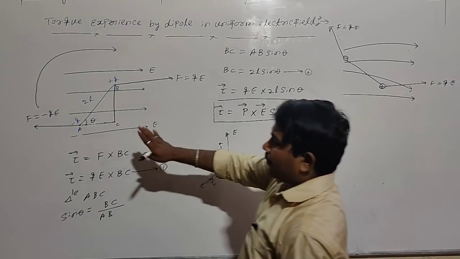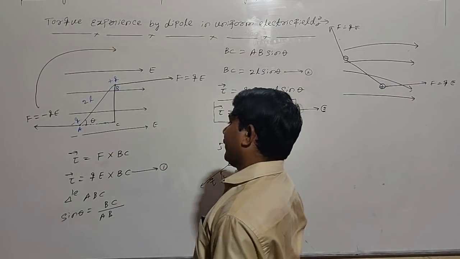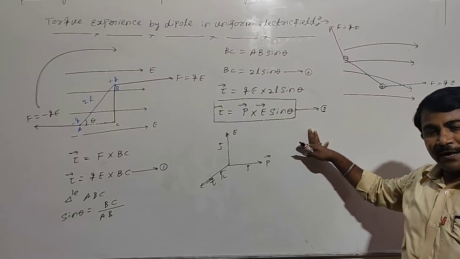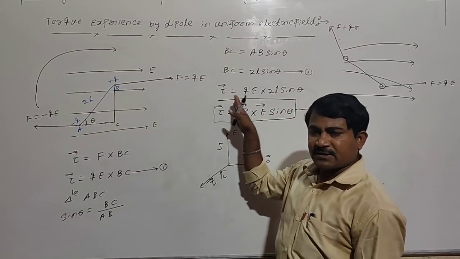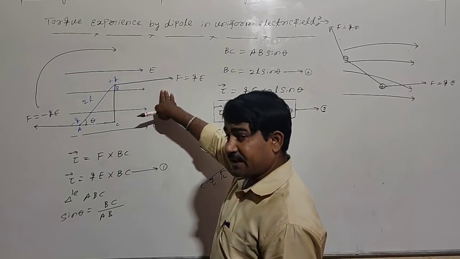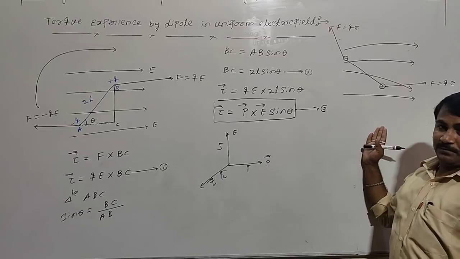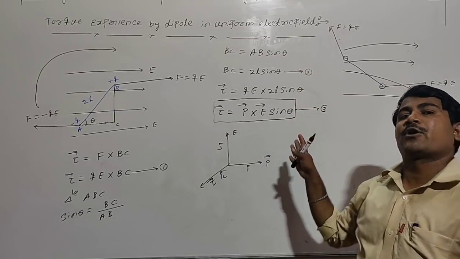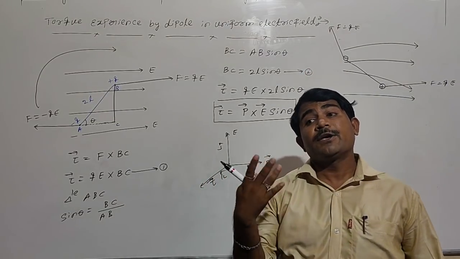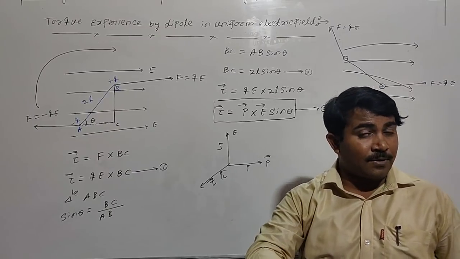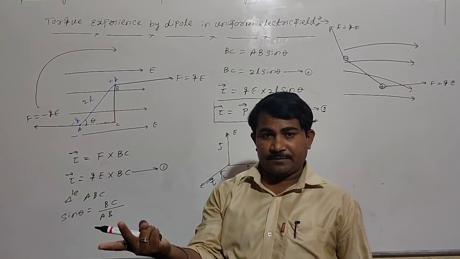So, when a dipole is placed in a uniform electric field and a non-uniform electric field, both experience torque, but here force is zero, while in this case it experiences both force and torque. This is the concept of torque experienced by a dipole in an electric field, either uniform or non-uniform. Thank you.